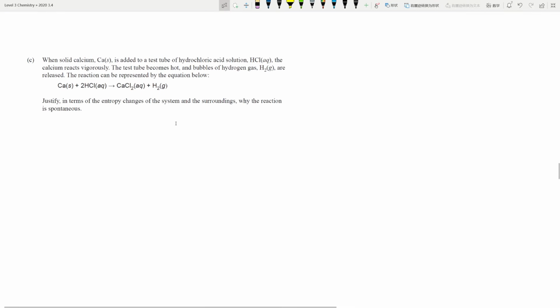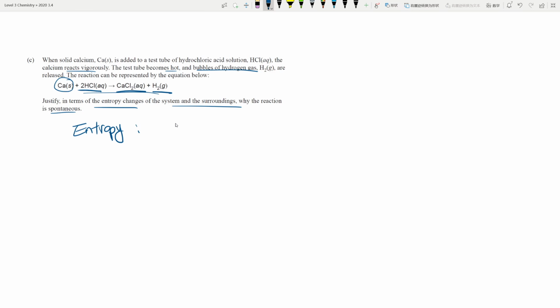For part C: when solid calcium is added to a test tube, the mixture becomes hot and bubbles of hydrogen gas are produced. Explain the entropy change in the system and surroundings, and the direction of the reaction. This is to do with spontaneity. First, let's look at entropy change. You're going from 1 mole of solid reacting with 2 moles of aqueous, making 1 mole of aqueous and 1 mole of gas. Entropy increases because you're going from solid to gaseous molecules, so there's greater randomness.